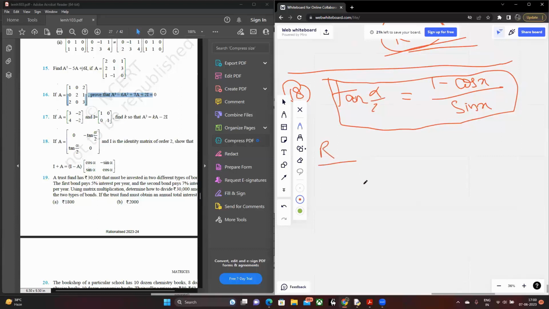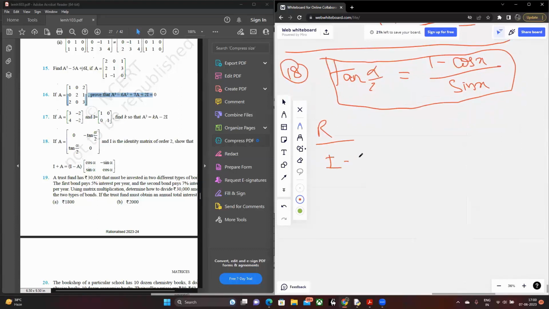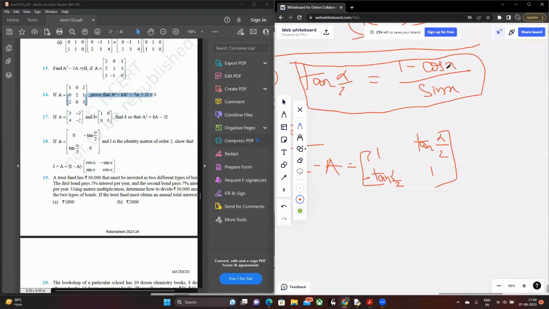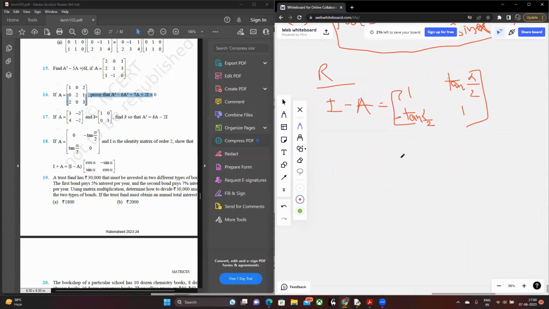So take your RHS. I minus A is the matrix 1, wait, this is 1 plus tan alpha by 2, this is minus tan alpha by 2, these are the minus over here, and this is going to be 1. This is not x, this is going to be alpha, because I've used an alpha on the left-hand side. So I minus A is this.